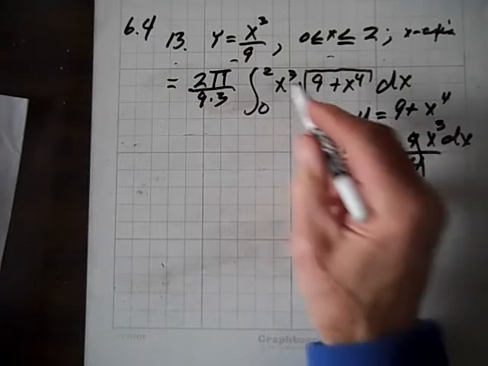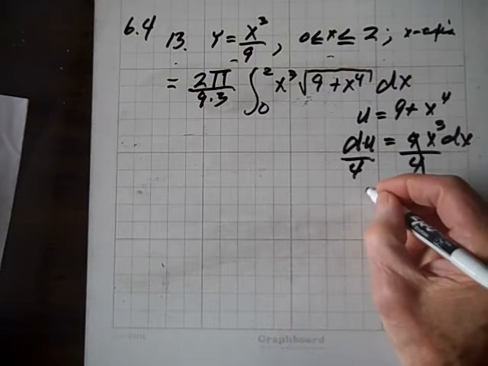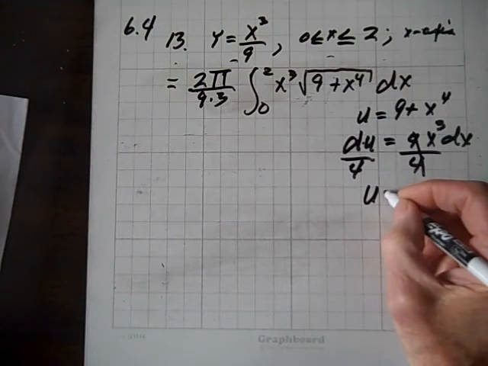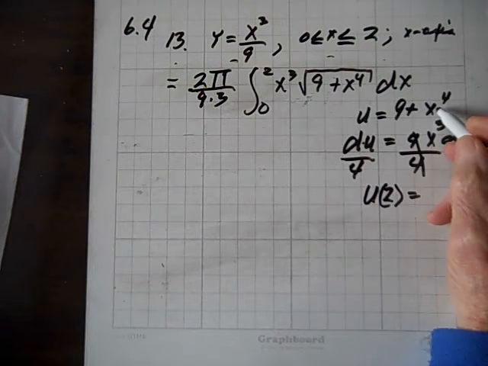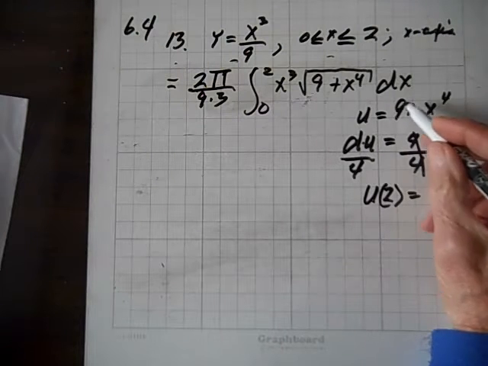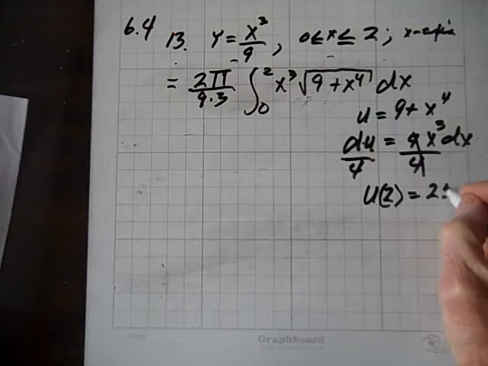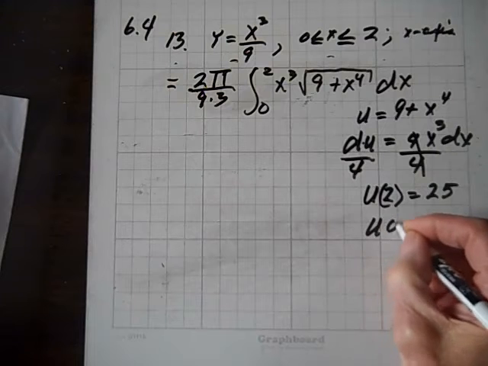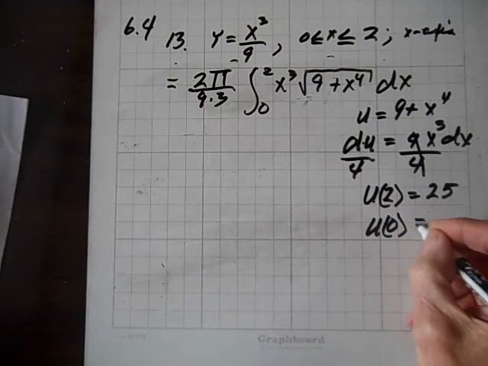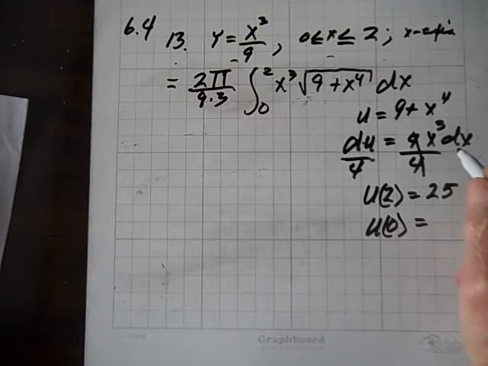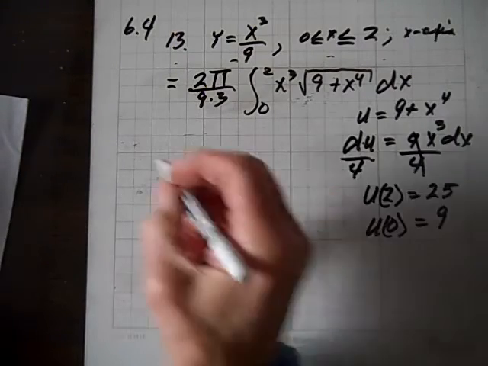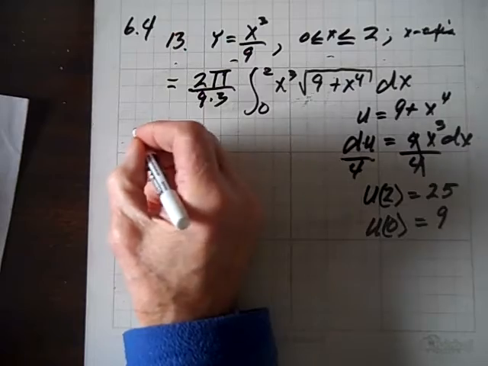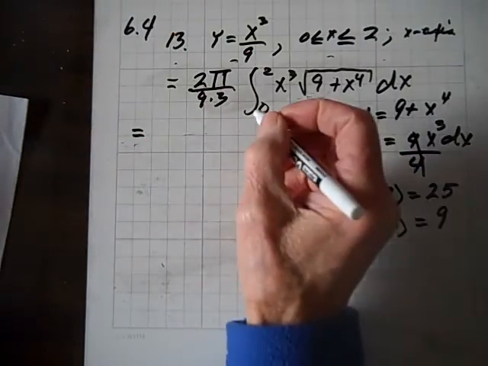Now, there's the du over 4. But let's go a little farther. Let's change the limits of integration. So u of 2 equals, well, let's see, 2 to the 4th is 16 plus 9 is 25. And u of 0 equals 9.